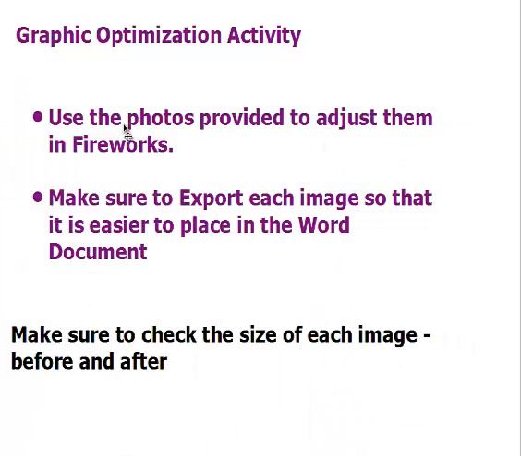So what you're going to do is the graphic optimization activity. You're going to use the photos provided in the handout folder and you're going to adjust them in Fireworks. Okay, make sure to export each image so that it is easier to place in the Word document. Make sure to check the size of each image before and after. Okay, so that is the activity that you're going to do. If you have any questions, you can ask a neighbor.